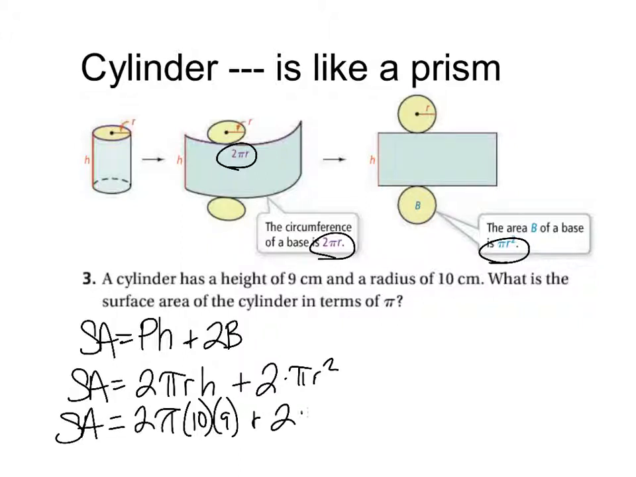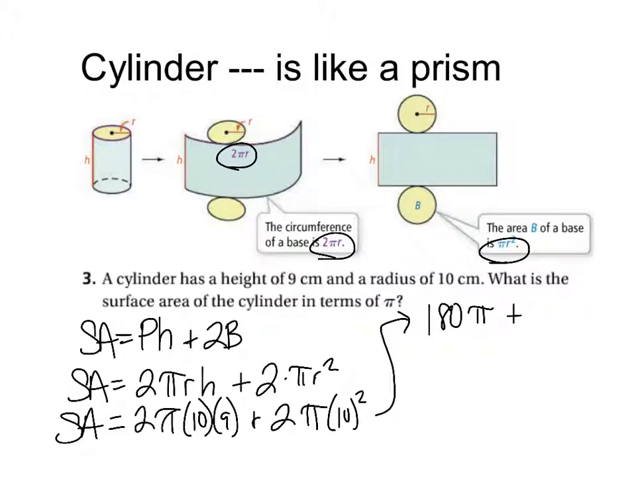Plus 2 pi, the radius was 10, so I'm going to take 10 squared. All right, now I'm going to come up here. 2 times pi times 10 times 9. I'm just going to leave pi in my answer and do the 2 times 10, that's 20, times 9, that would be 180 pi.